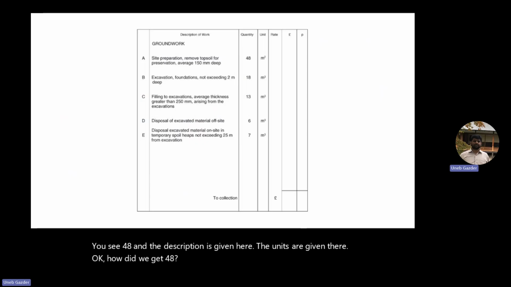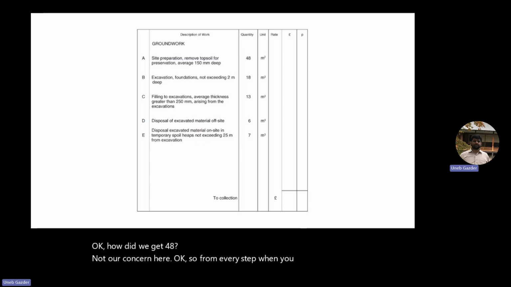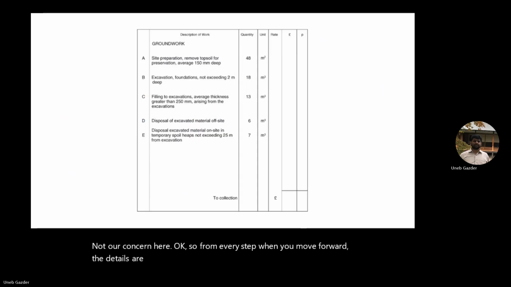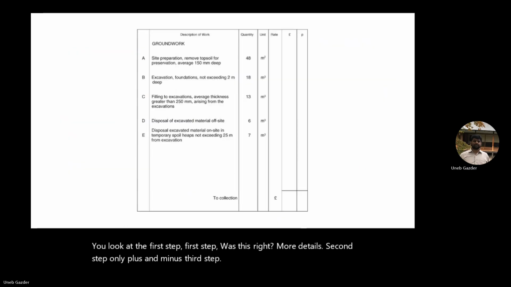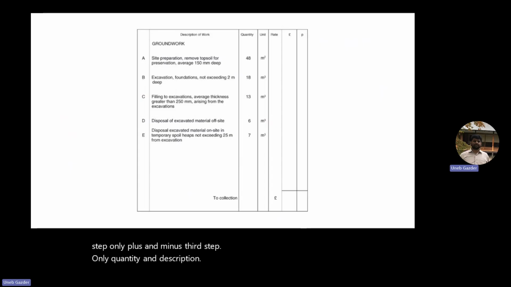Not our concern here. From every step, when you move forward, the details are less. You can see it here. The first step was this, right? More details. Second step, only plus and minus. Third step, only quantity and description. That's it. How do I get 48? It's not here. So that's why the dimension sheet is very, very important.